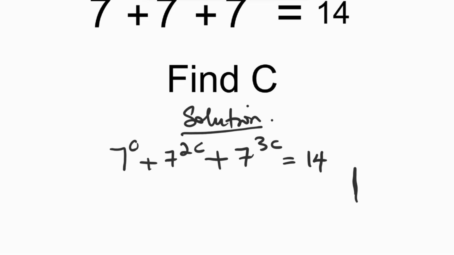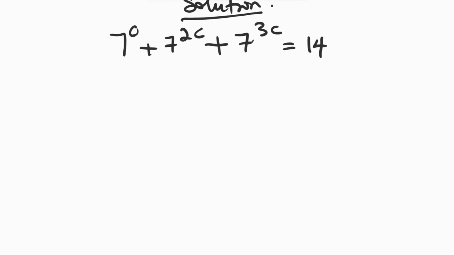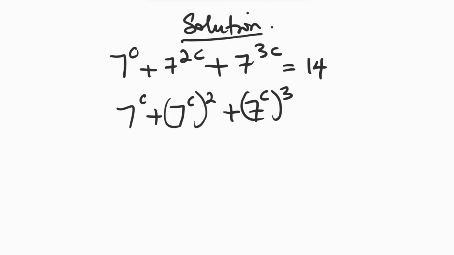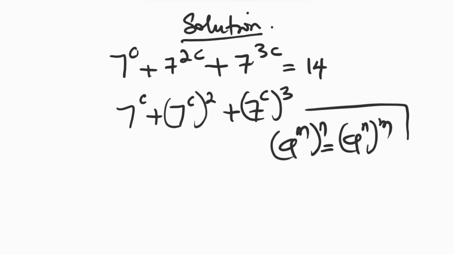Okay, right, so here we can rewrite what we have. We can rewrite 7 raised to the power 2c to become 7 raised to the power c, squared, and we can rewrite this as well to become 7 raised to the power c, cubed, because we know that a raised to the power n m is the same thing as a raised to the power n, raised to the power m. And that's equal to 14.